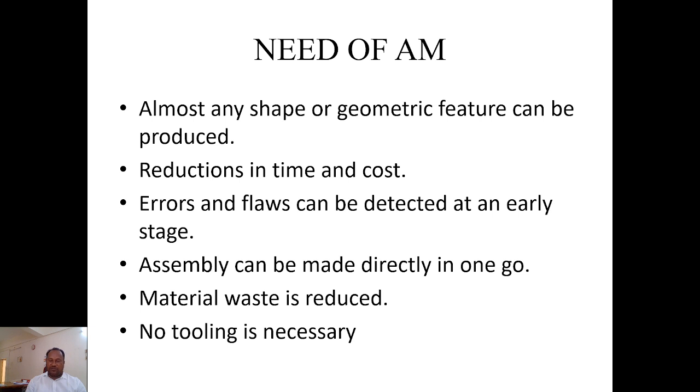So this is a major advantage of why the need exists: errors can be identified in the early stage. Assembly can be made directly, and material waste is almost reduced. Another point is that no tooling is necessary, whereas in the normal manufacturing process the tool material should be harder than the workpiece material. This makes selecting the workpiece material somewhat of a task. In conventional machining processes like turning and milling, we need to define that the tool material should be harder than the workpiece material, whereas in additive manufacturing no tooling is necessary.